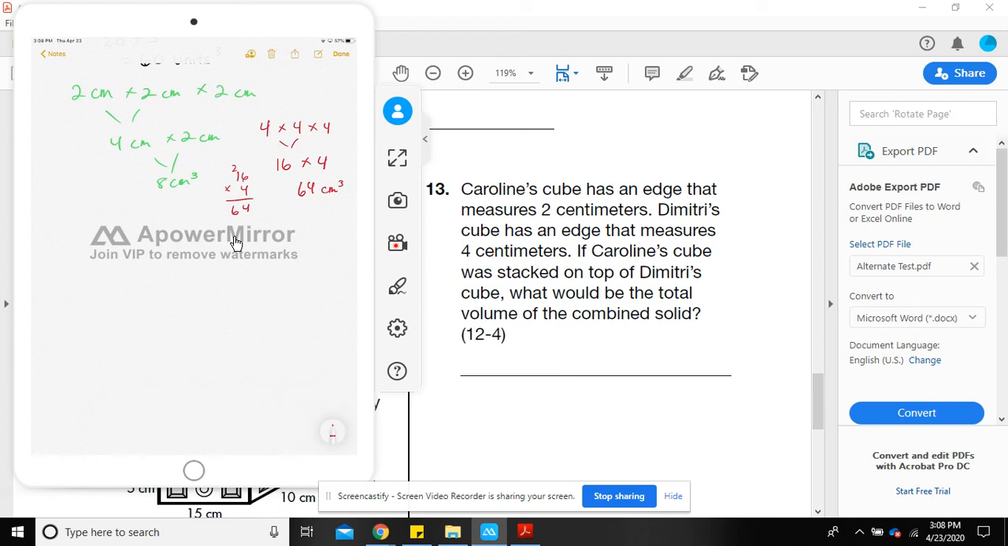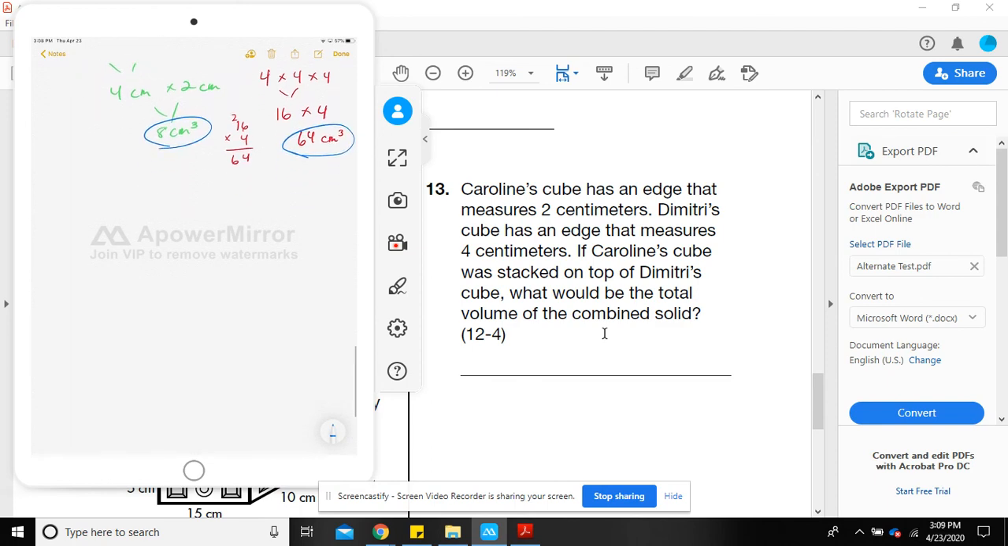Okay, so if Caroline's cube was stacked on top of Dimitri's, what would be the total volume? Okay, so our total volume, we need to take the volume of Caroline's, the volume of Dimitri's, and we need to add them together. So 64 plus 8. And 8 plus 4 is 12. Carry the 1. 6 plus 1 is 7. So 72 centimeters cubed would be the total for their solid.